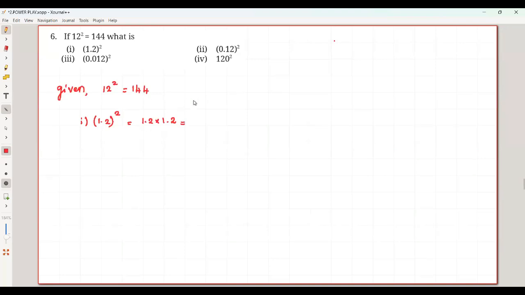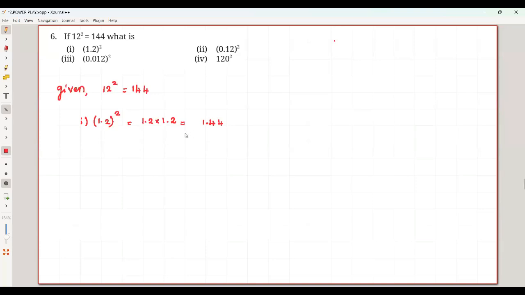Okay, that means 12 into 12, we know that is 144. So here I have one decimal part, here one decimal part. So total I have two decimal parts. That means before two digits, I have to keep the decimal point. Okay, here one, total two. So before two digits, I have to keep the decimal point. So the answer is 1.44.